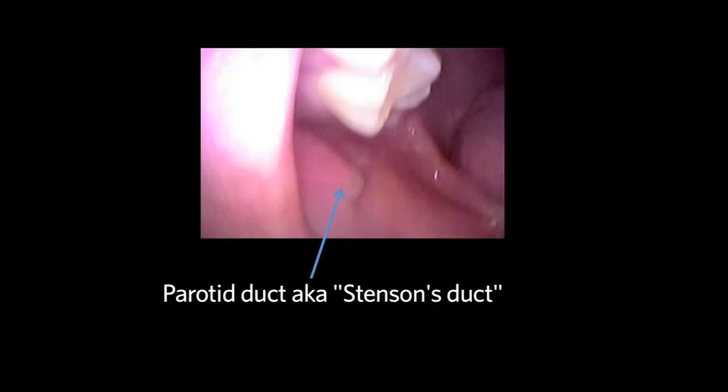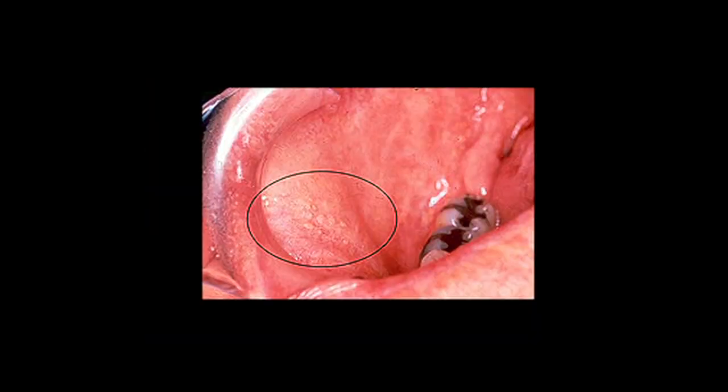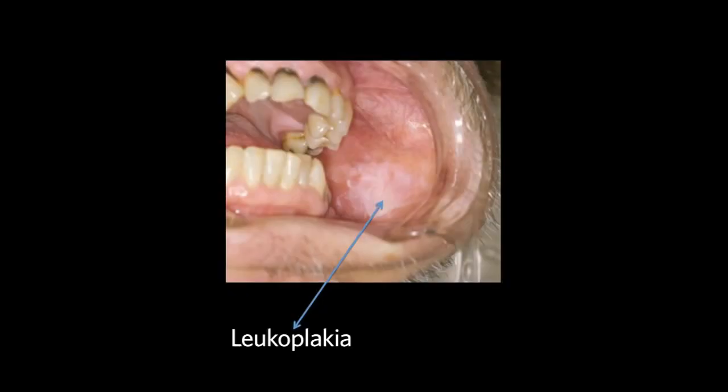When one looks carefully, one can see the opening of the parotid or Stenson's duct at the level of the upper second molar. Common normal variants in the buccal mucosa include a white bite line and yellow areas known as Fordyce spots. A common abnormality in the buccal mucosa are white plaque-like lesions, which often represent leukoplakia.